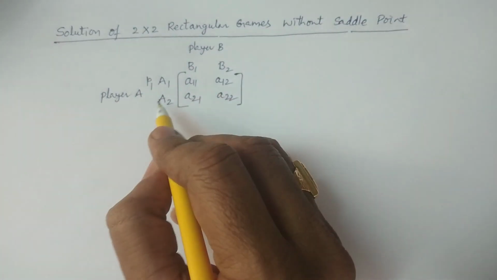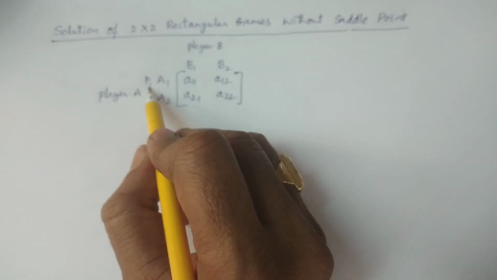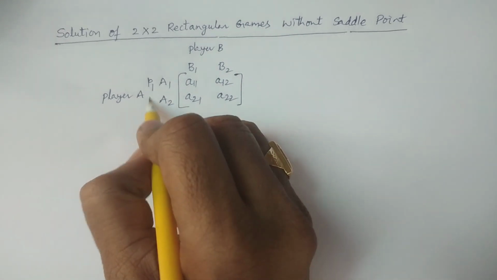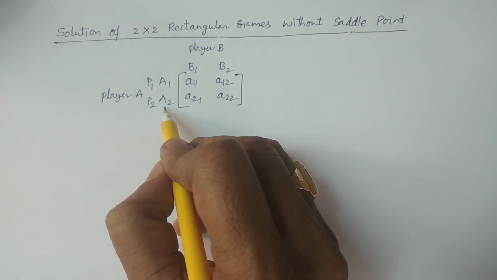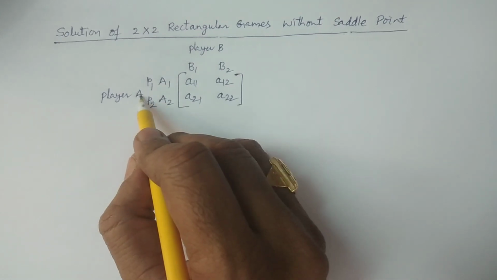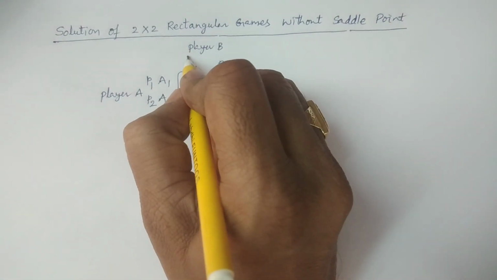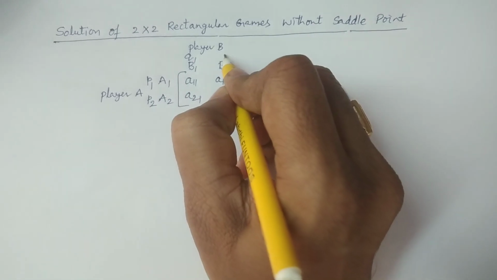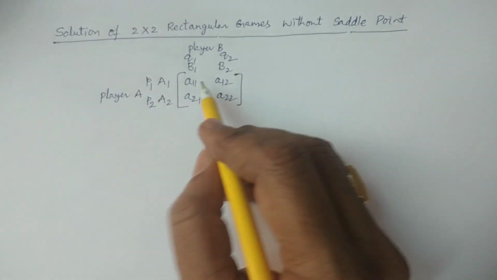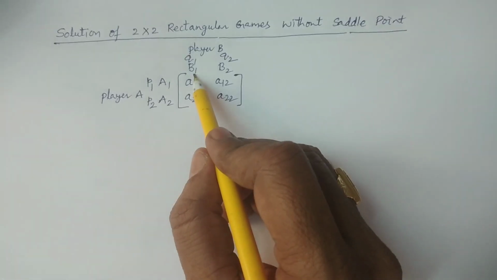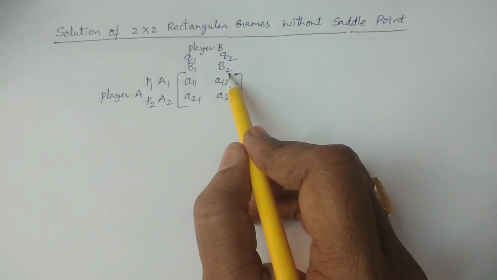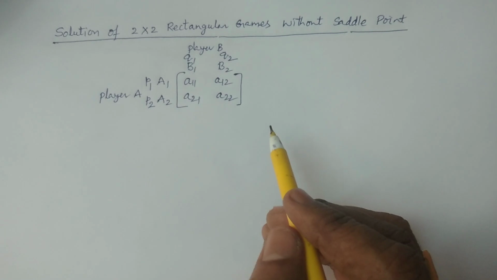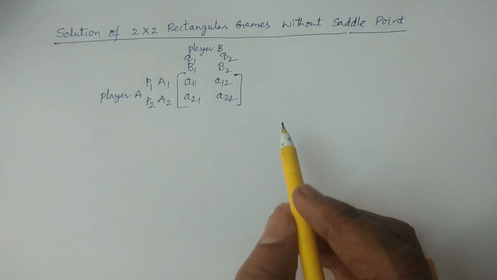The probability of selecting the strategy A1 for player A, I consider P1, and P2 is the probability of selecting the strategy A2 of player A. Similarly, Q1 and Q2 are the respective probabilities: Q1 is the probability of selecting strategy B1 of player B, and Q2 is the probability of selecting the strategy B2 of player B, right?